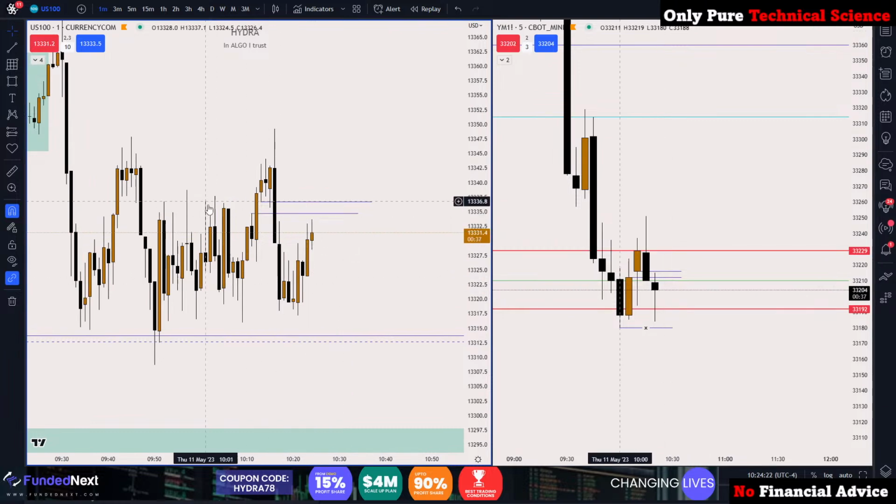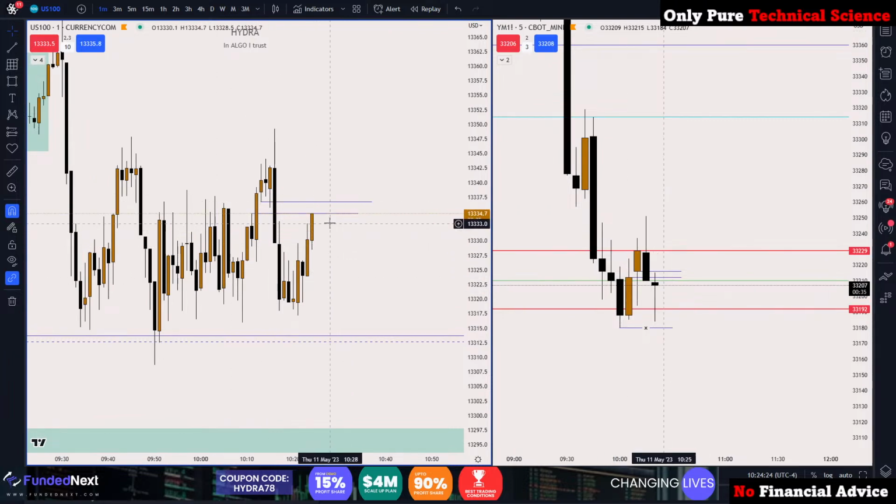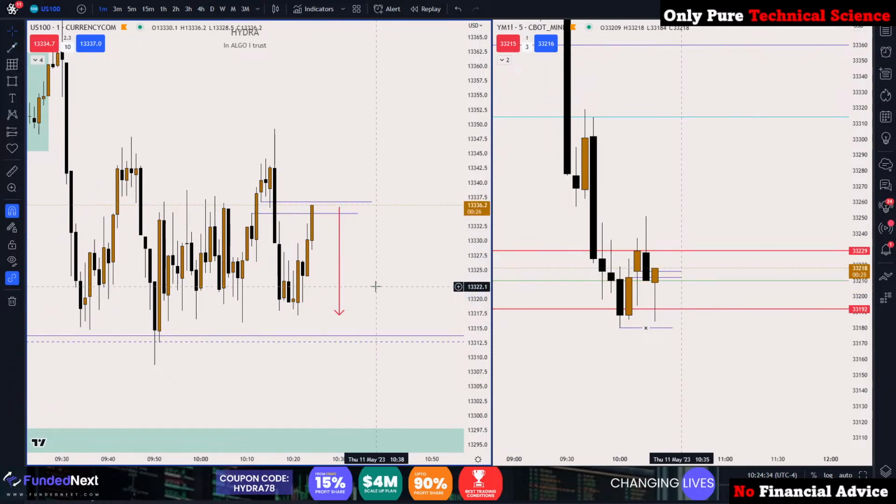It's still choppy. If Nasdaq hits this fair value gap, this BPR, then we can expect to see a run into this liquidity level right here. So something like this is very much possible. It's not a trade idea. I'm just analyzing and looking to see what happens.